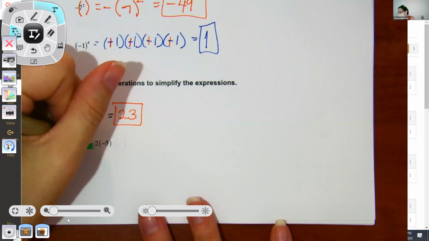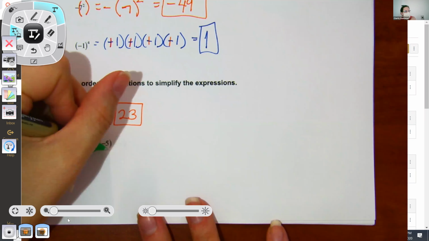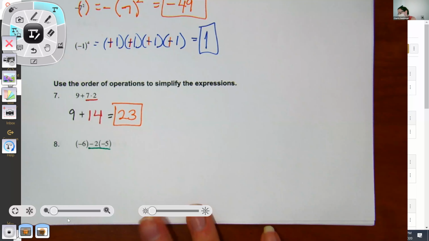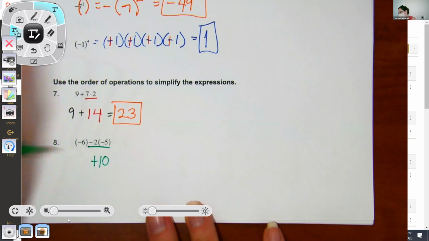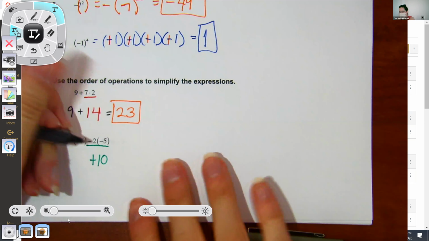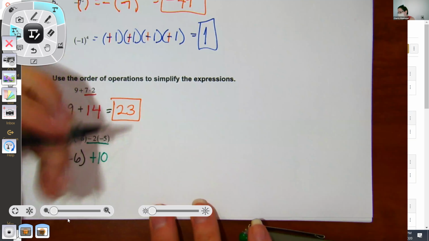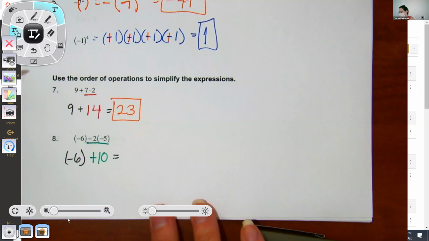All right, so I'm going to look at that as -2 times -5 equals +10. Then I have -6 plus 10, and that equals +4.